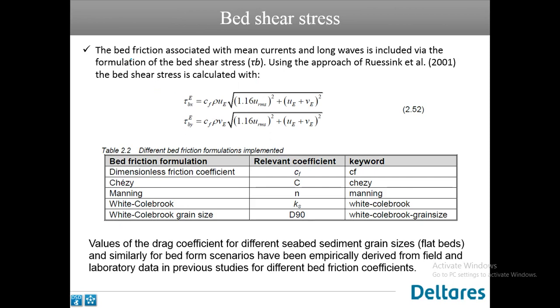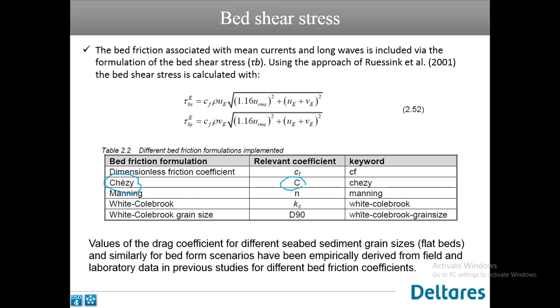So the bed friction associated with mean current and long wave is included via the formulation of the bed shear stress. Okay, so there are many bed friction formulations. The most famous one used in XBeach is the Chézy, with the relevant coefficient, the C. I think you can look in the params.txt. Later, when you do it, you will notice some cases use the bed friction formulation of Chézy or Manning.